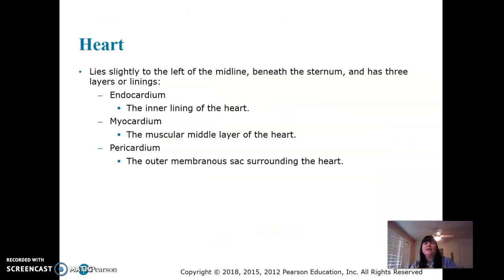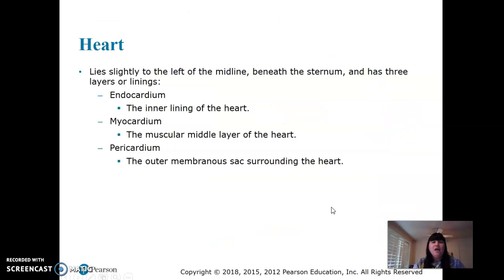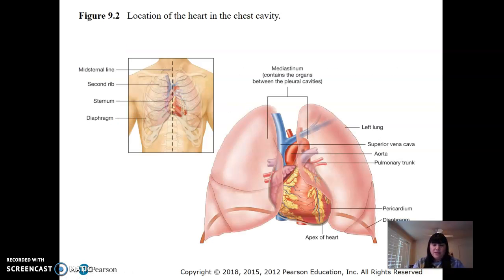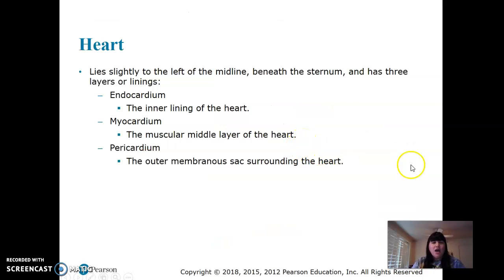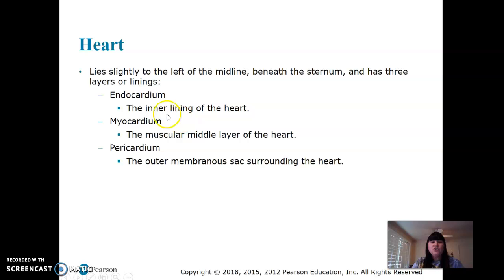So the heart lies slightly to the left of the midline. Yes, we could see that. It is tilting to the left a little bit. Beneath the sternum, yes, the sternum, it would be the breastbone, so it would be right under that. And it has 3 layers of linings. There are linings that are lining the heart.